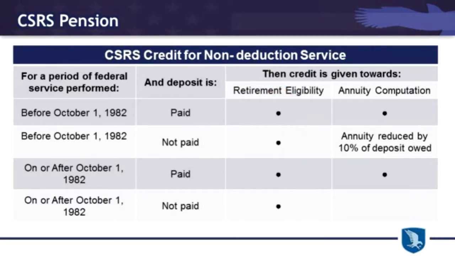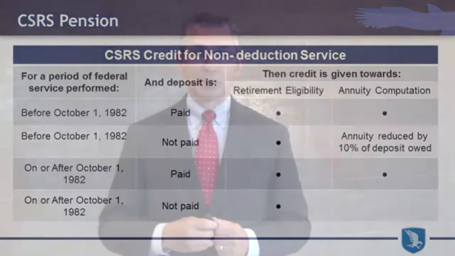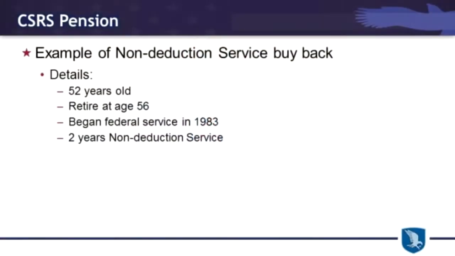If that work began on or after October 1 of 1982 and you did not pay or buy that time back, it will indeed affect your annuity computation and not be a part of that amount. Obviously, all the time that you work for the federal government, whether or not you pay the time back, will count toward leave. Here is an example of non-deduction service buyback.